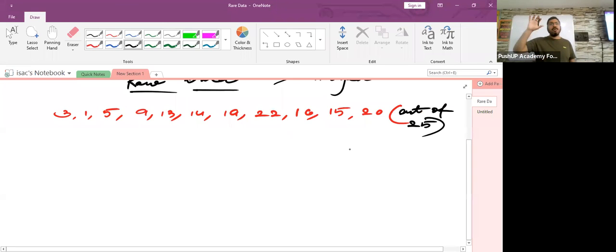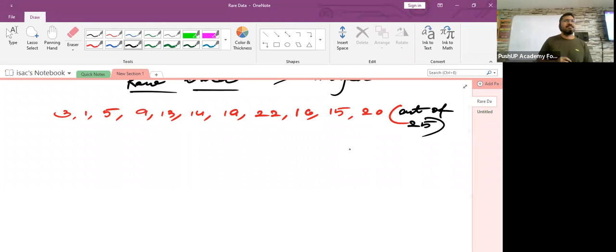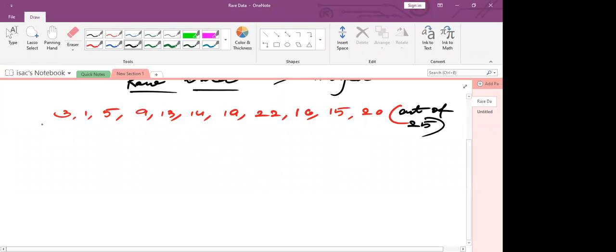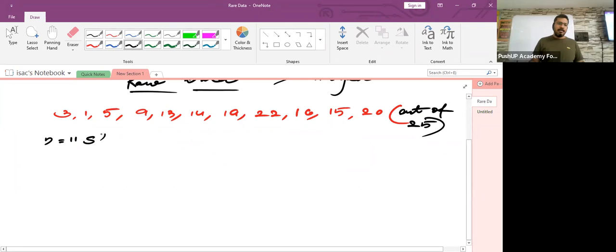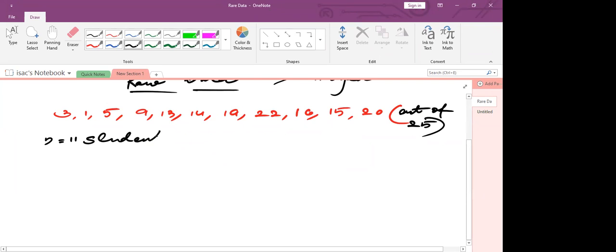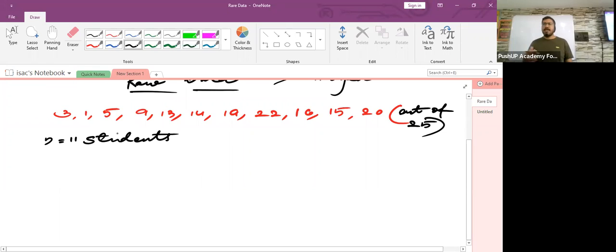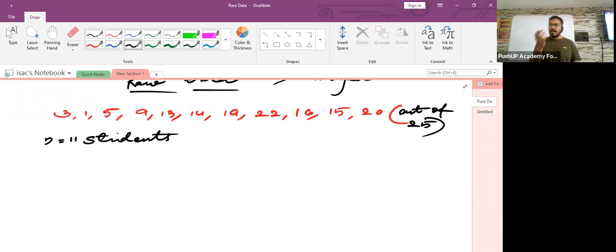Can you tell me what is the number of students who appeared for the exam? How many numbers are there? That's the number of students. How many ever numbers I have mentioned, that many students have appeared for the exam, right? So 11 marks are there. That means 11 students have appeared for this maths paper. So n is equal to 11.